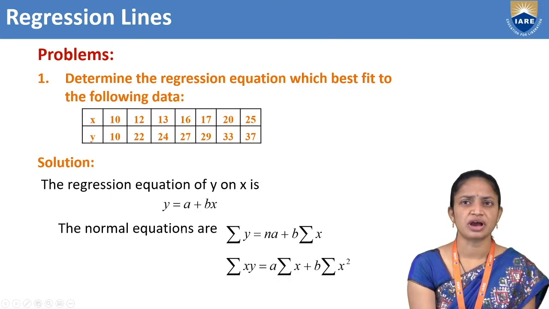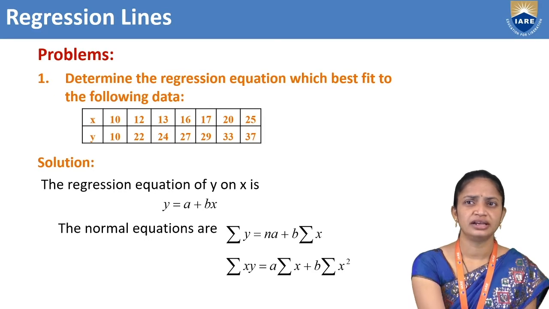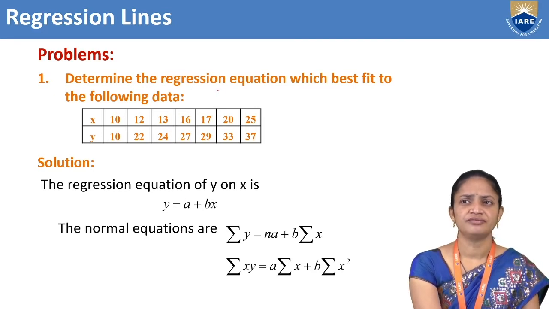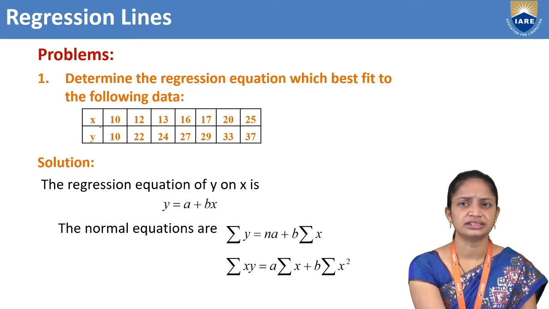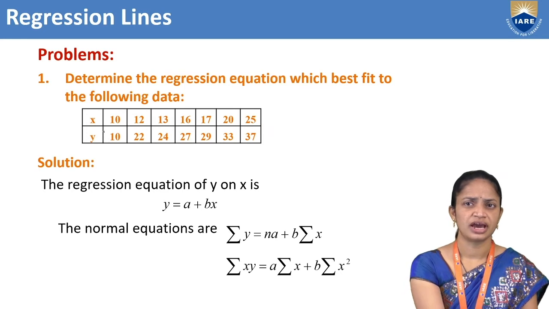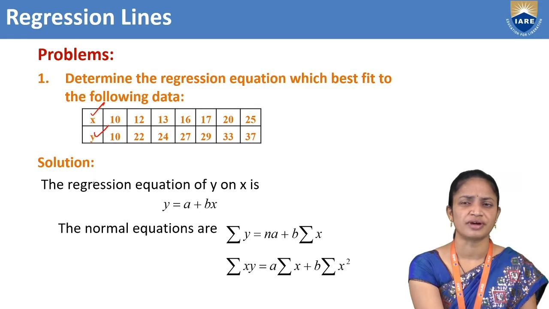So problems. Coming to the first problem: determine the regression equation which best fits the following data. Here the x values are 10, 12, 13, 16, 17, 20, 25, and the small y values are 10, 22, 24, 27, 29, 33, 37. So these are the x values and these are the y values.